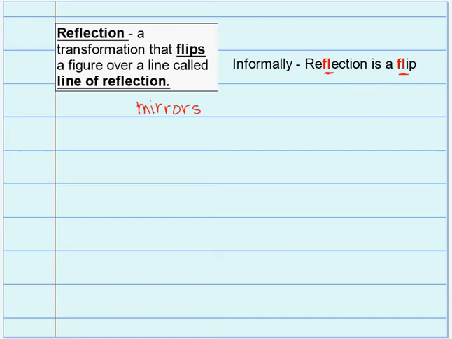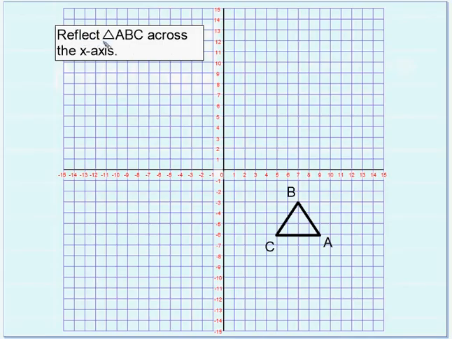So let's do a reflection. We're going to reflect triangle ABC across the x-axis. Now this might say over, or it might say about. All of those mean the same thing. So first you need to know what the x-axis is, right? So you have two options, and I hope that you know that this is the x-axis. And so now we need to flip this over the x-axis.